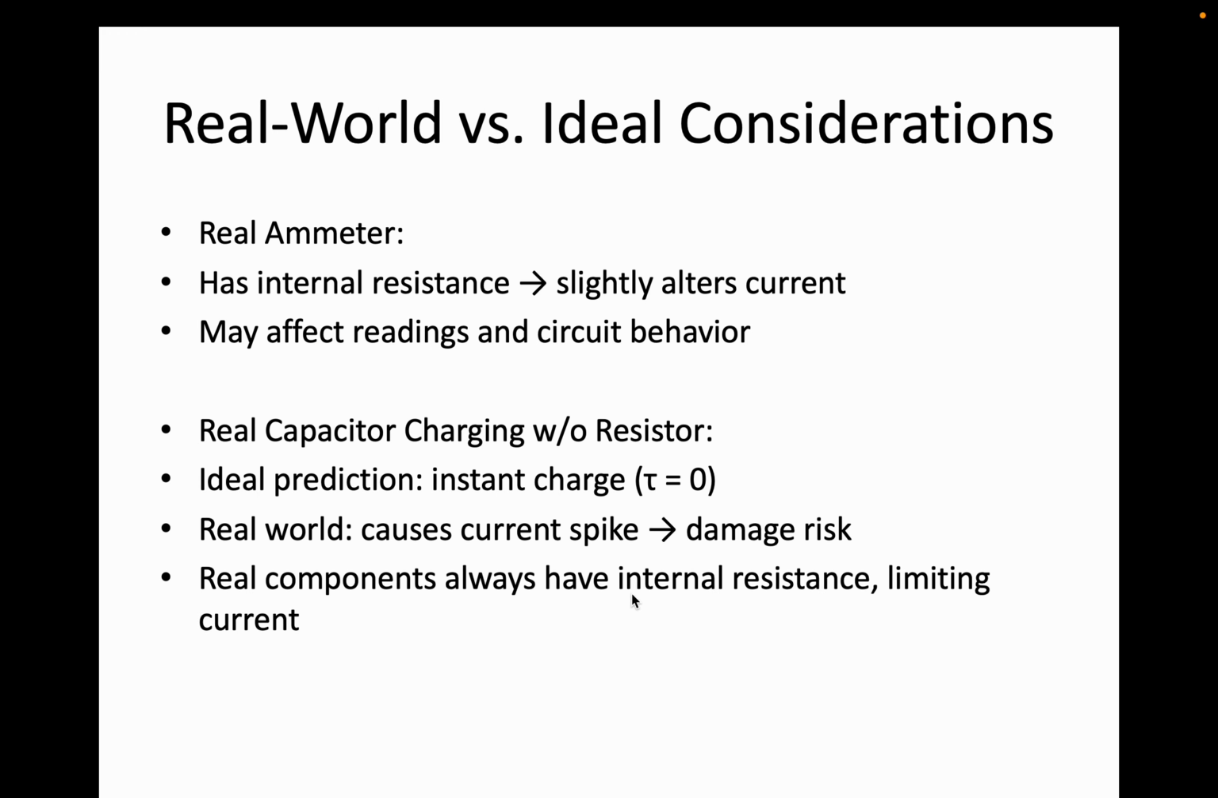So let's talk about real world versus ideal considerations. In real life, things wouldn't be as perfect. For example, a real ammeter has some resistance that would slightly affect the current in the circuit. In the simulator, the ammeter is ideal. It doesn't affect anything. Also, if I tried to charge a capacitor using a real battery and no resistor, the math would say it charges instantly, but that doesn't happen in real life. The circuit would spike and maybe get damaged, and real components always have some resistance to slow things down.